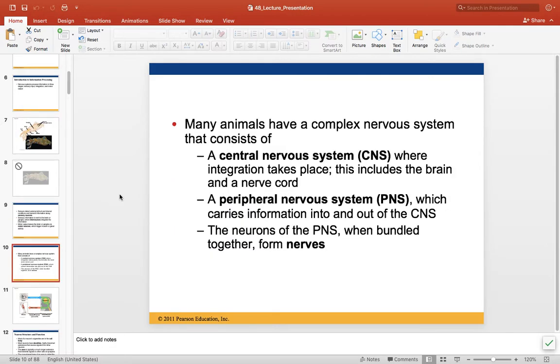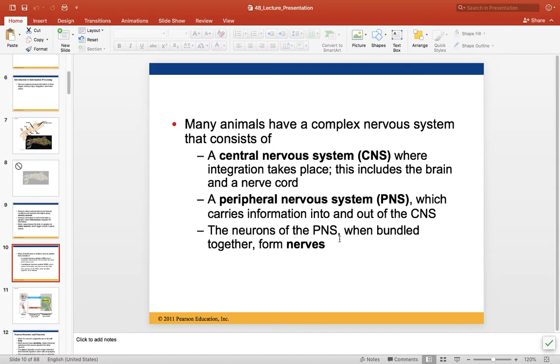Many animals have a complex nervous system, usually consisting of two main parts to their nervous system: a CNS, central nervous system, which is basically your brain and spinal cord, and then the peripheral nervous system, PNS, which is just all the other nerve cells that are located in your body, whether they're big or small.